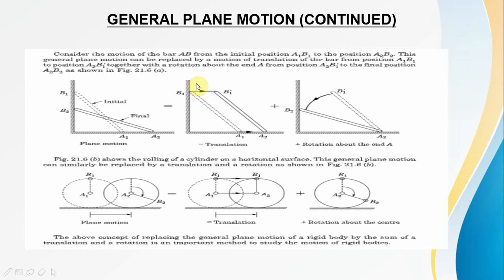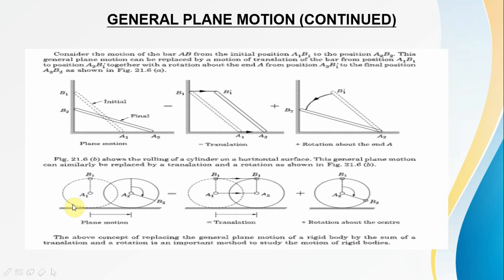a translation, and then finally from here to here it gets rotated. So there is a rotation also about the end A. So basically, for this motion from this to this, there is an involvement of translation as well as rotation, both. So this is also a plane motion.